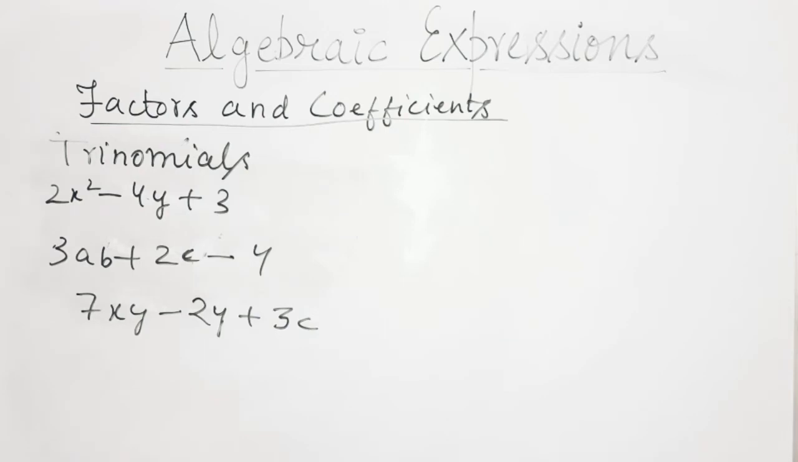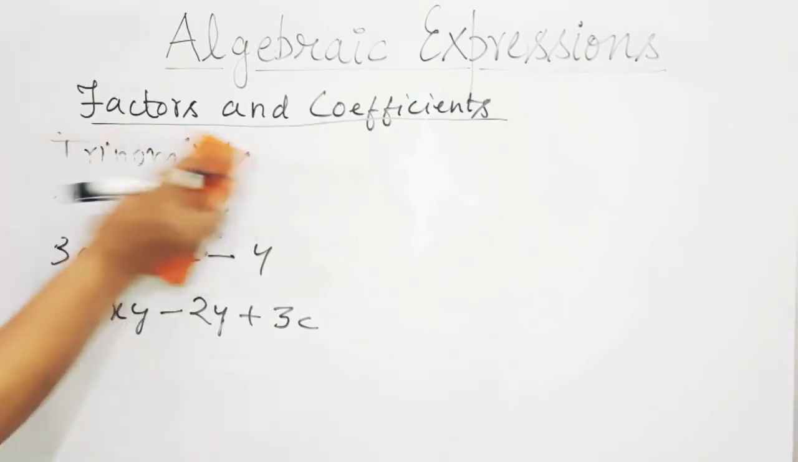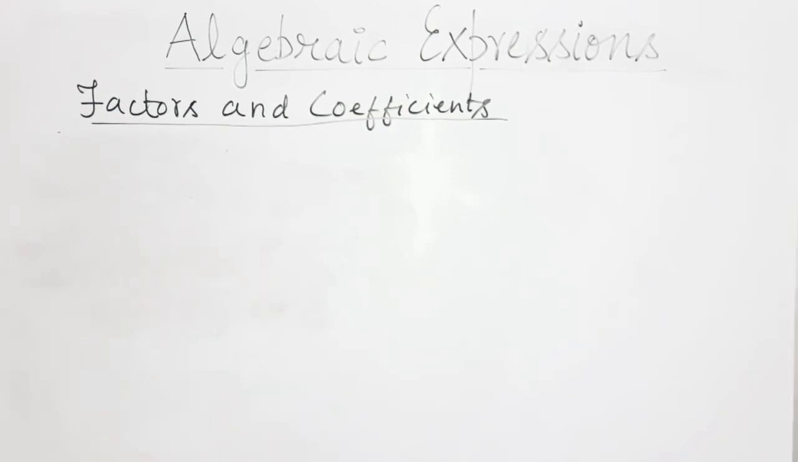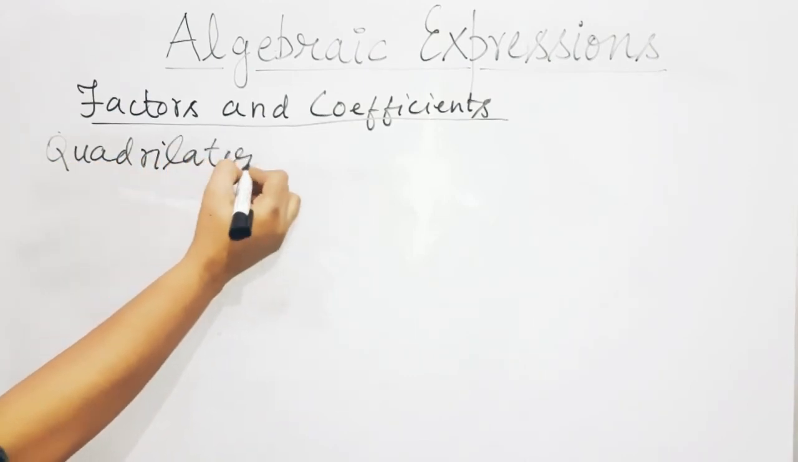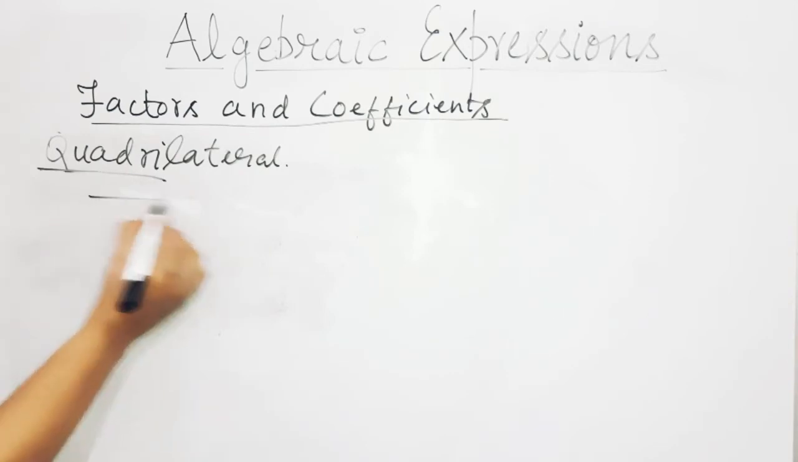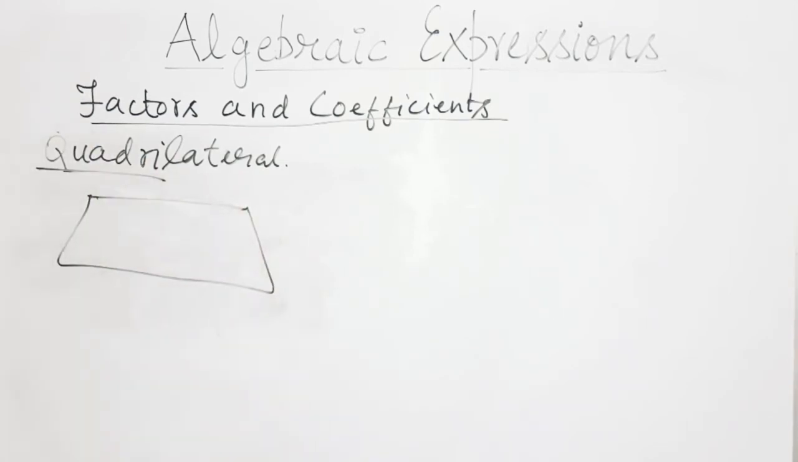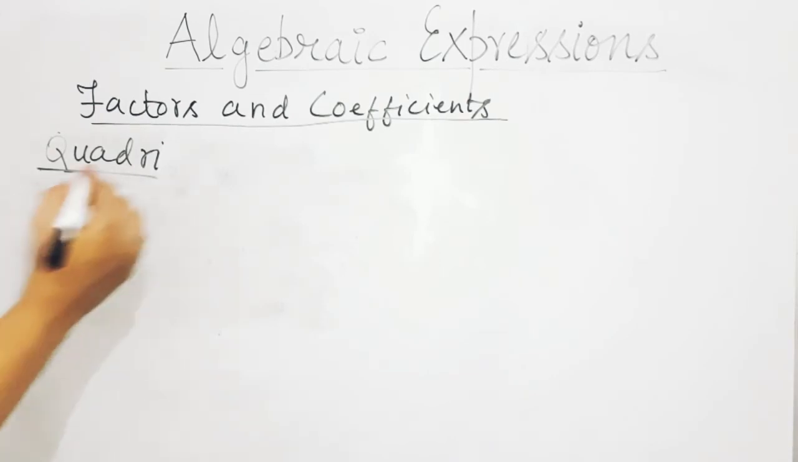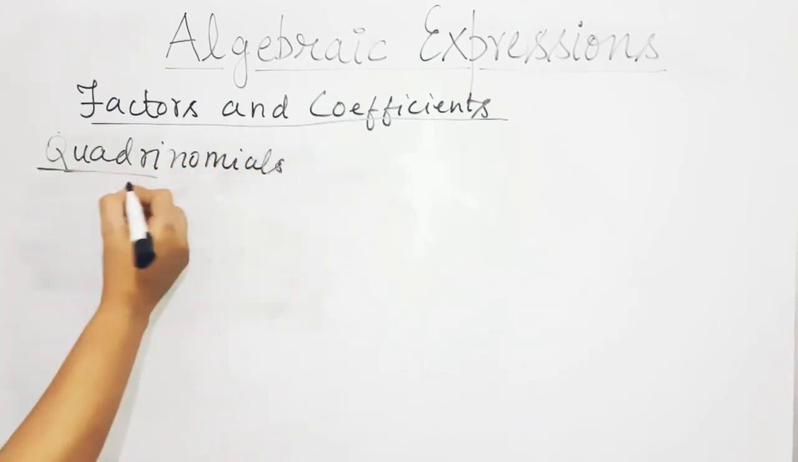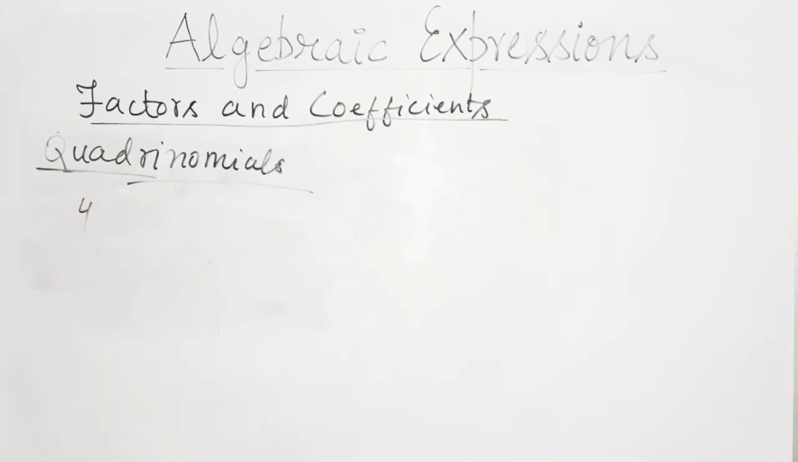Now let me explain you about quadrinomials. Quadri means what? If you know the answer, you can comment down in the comment section. You can easily analyze that what does quadri mean. Quadrilateral, you must have studied about this figure in geometry. A quadrilateral is a four-sided closed figure, right? So in the same way, a quadrinomial must be having how many terms in the algebraic expression? 4 algebraic terms. So an algebraic expression containing 4 terms is called a quadrinomial.